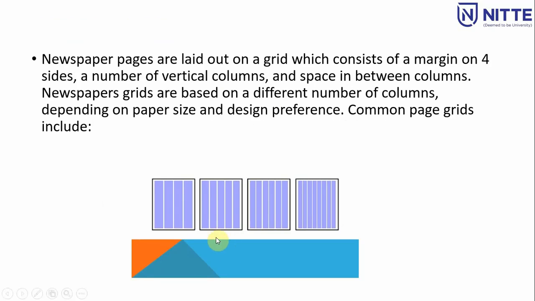This is the grid. Newspaper pages are laid out on a grid, which consists of the margin on four sides, a number of vertical columns and space in between the columns. Newspaper grids are based on a different number of columns depending upon the size of the paper or the design preferences. The common page grid includes, this is a 4 column grid, this is a 5 column grid, this is a 6 and this is an 8 column grid. Now newspapers hardly use an 8 column grid. If you look at modern newspapers, we usually find a 5 column grid or a 4 column grid.